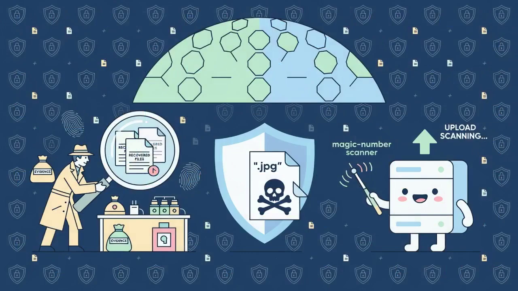This matters because trust is everything in computing. Forensic investigators recover deleted files by their signatures. Security tools catch renamed malware. Servers classify uploads safely. Magic numbers let Linux inspect the truth of a file without ever believing its name.